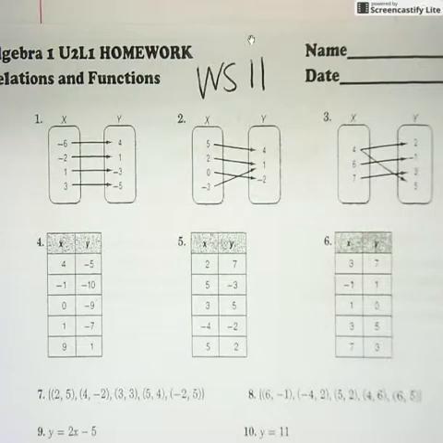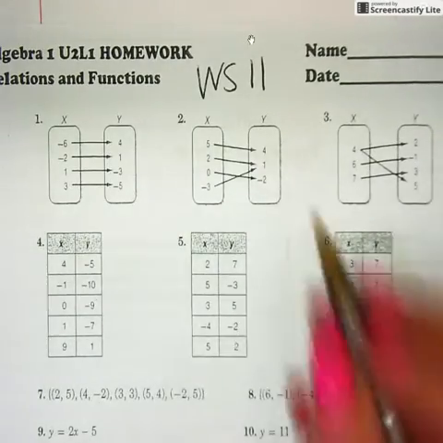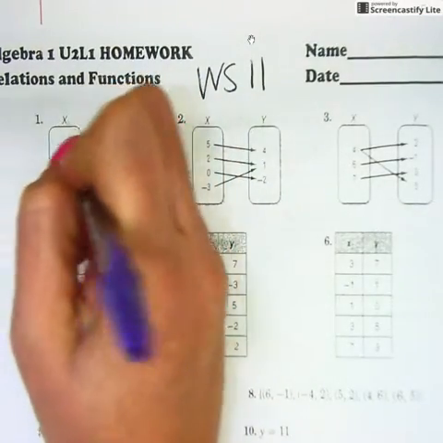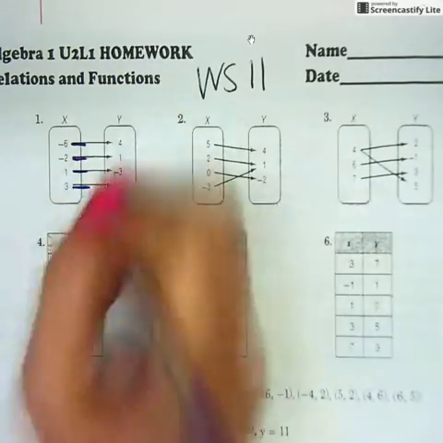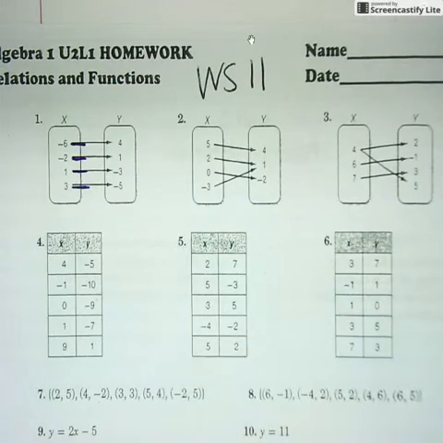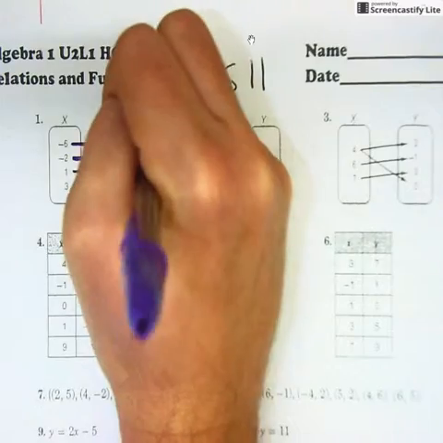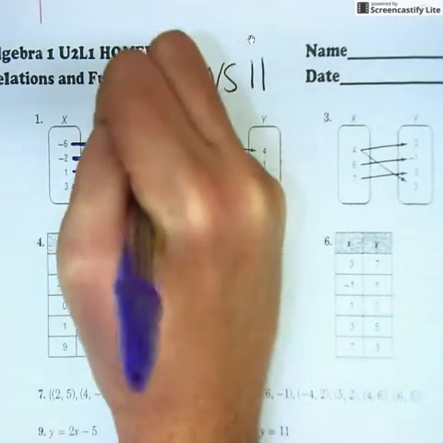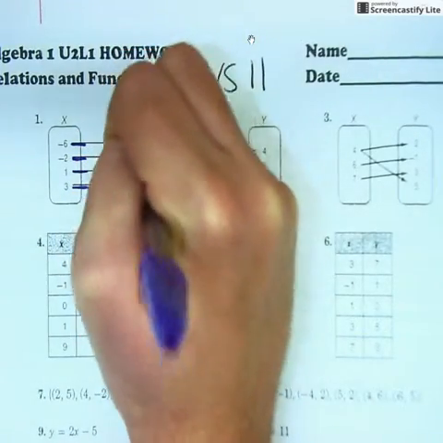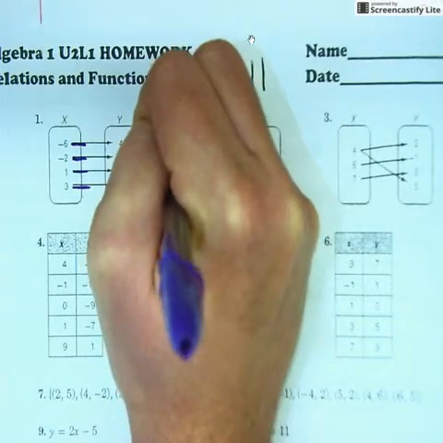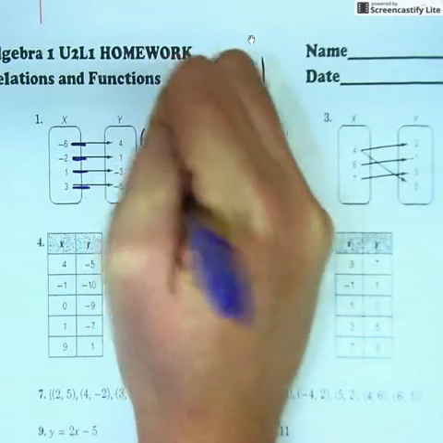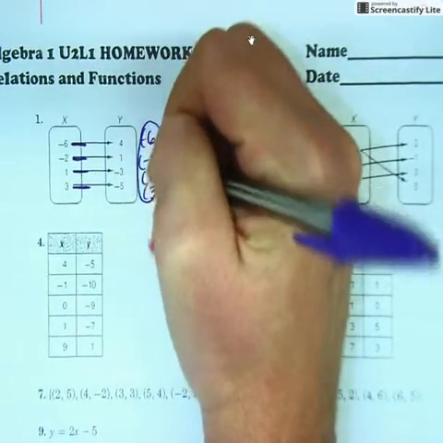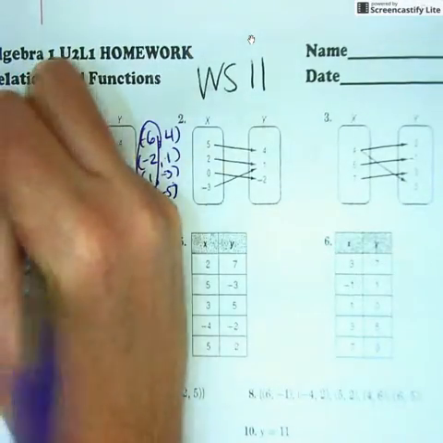Okay, so in order for our x's to not repeat, I need to have only one arrow coming out of each one in the mapping. Okay, so if I was to write these as an ordered pair, it would be (-6, 4), (-2, 1), (1, -3), and (3, -5). And you will see that none of my x's repeat, so this is a function.